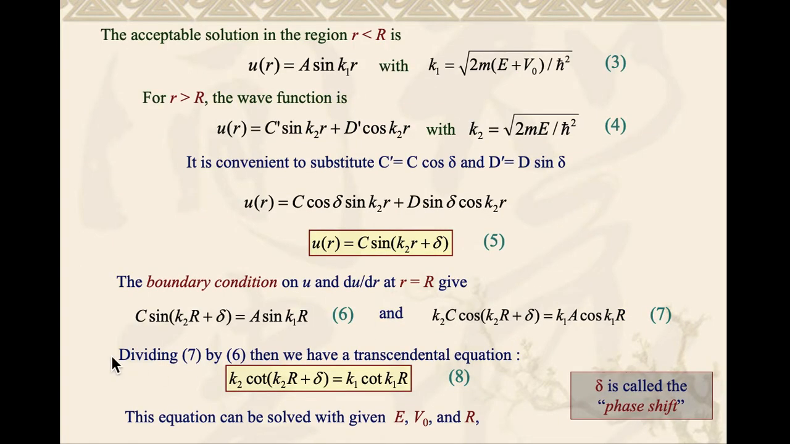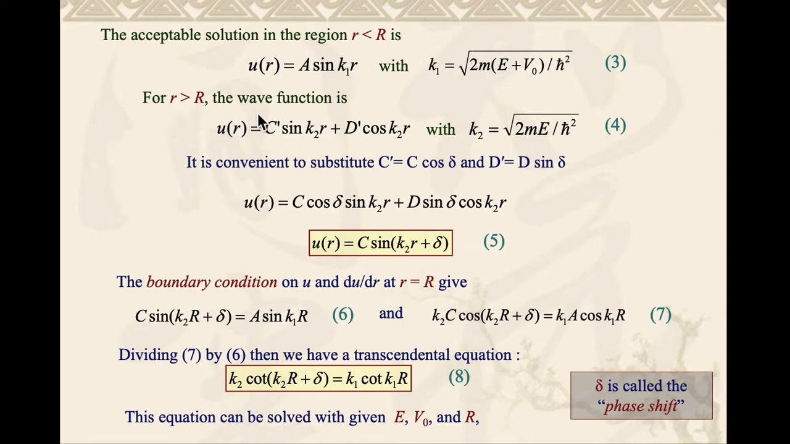And now what will be the solution? The acceptable solution for the region r less than capital R is u of r equal to A sin k1r plus B cos k1r, that is known to us, and you neglect that cos term. So this is the answer: u of r is A sin k1r, with k1 given by root of 2m E plus V0 by h cross square. In the last case for the deuteron, this was minus B.